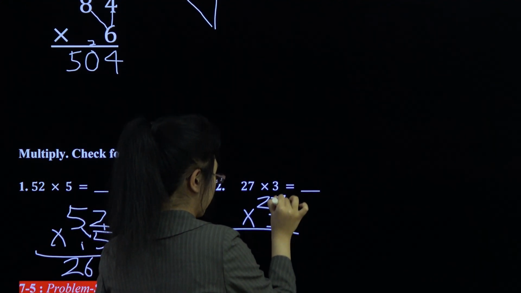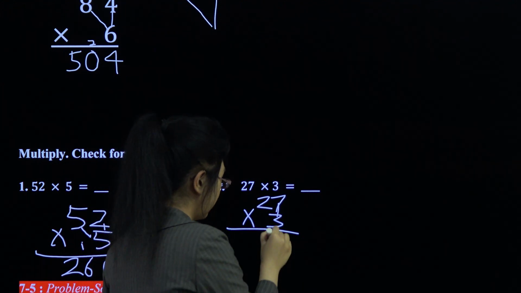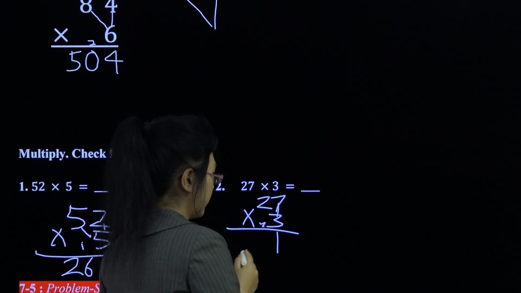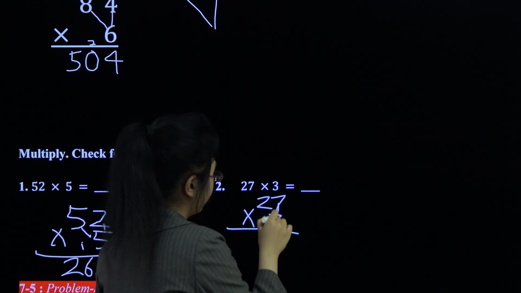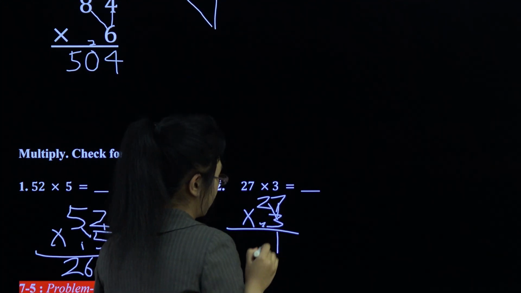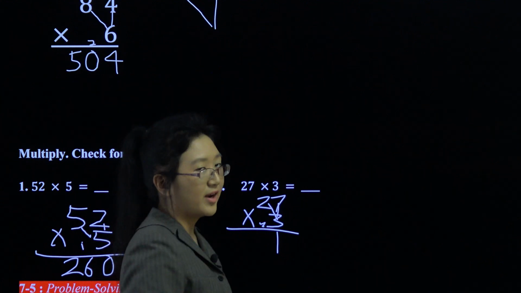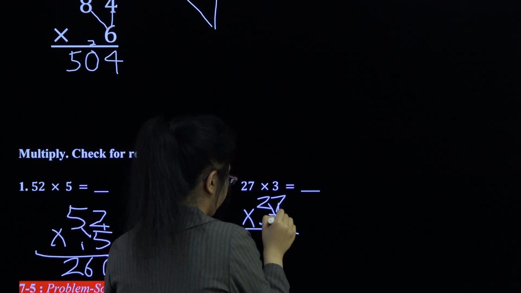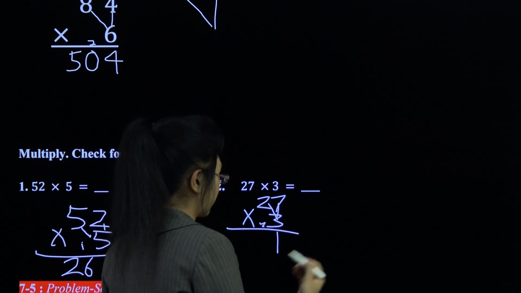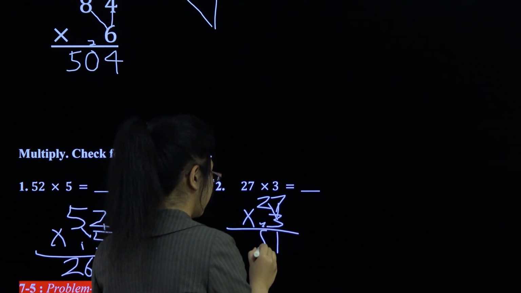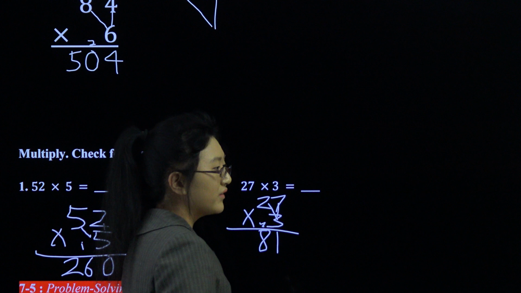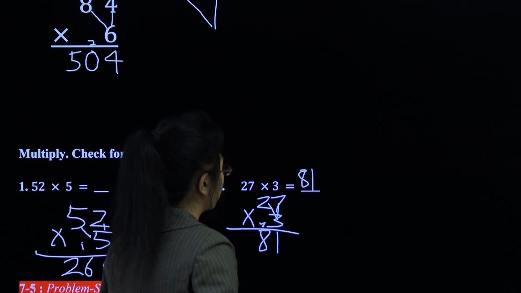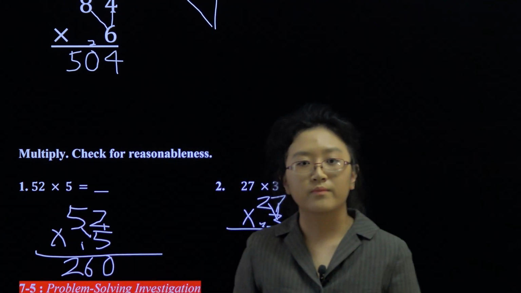Here it's 27 times 3. You multiply these two, 3 times 7, 21. You regroup the 2, the 20. And then it's 3 times 2. Technically, you could think of it as 3 times 20, but it's recommended that you don't. 3 times 2 is 6. 6 plus 2 is 8. 27 times 3 is equal to 81. Yay!